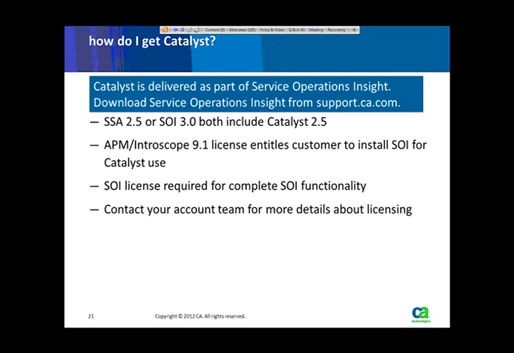Meaning, if you have a license to APM and Introscope, you can only use the portions of SOI that will allow you to download and use the Catalyst. With an APM and Introscope license, you cannot use the complete functionality of SOI. You need to get the full license of SOI to use Service Operations Insight. But with APM and Introscope, you can get the Catalyst download, and you can use it for infrastructure-aware application triage. For additional information about licensing, you can contact your account team.